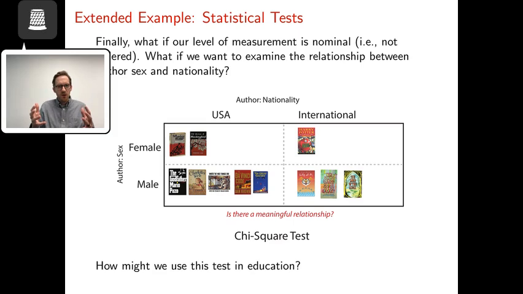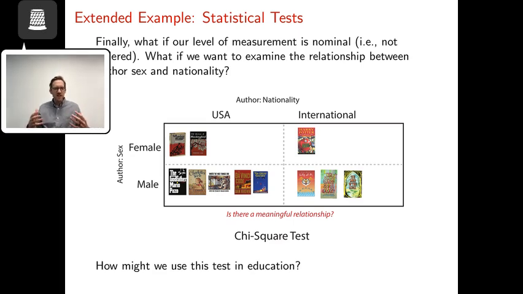So in this example, we might say author sex, male or female in this case for these authors, and their nationality, USA or International. And we want to know, is there some meaningful relationship between author sex and the author's nationality, whether it's USA or not? And we would run a chi-square test to understand that.